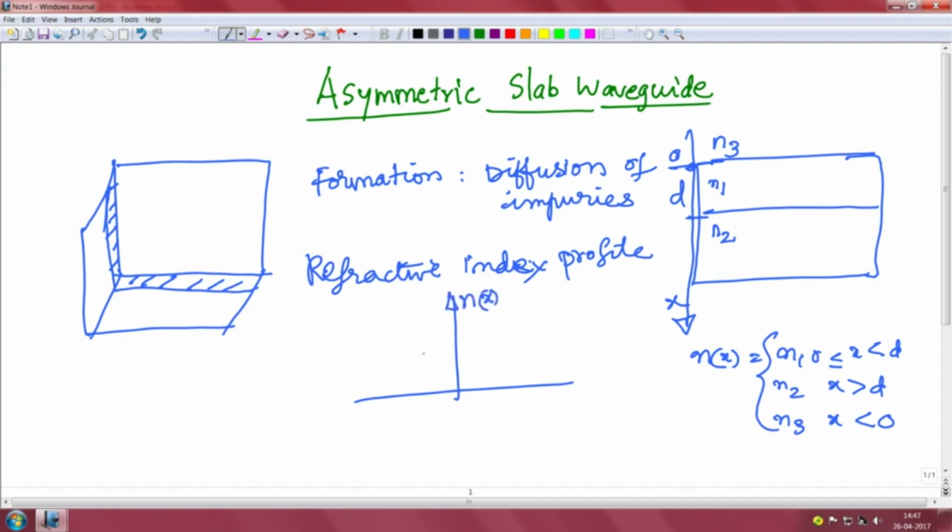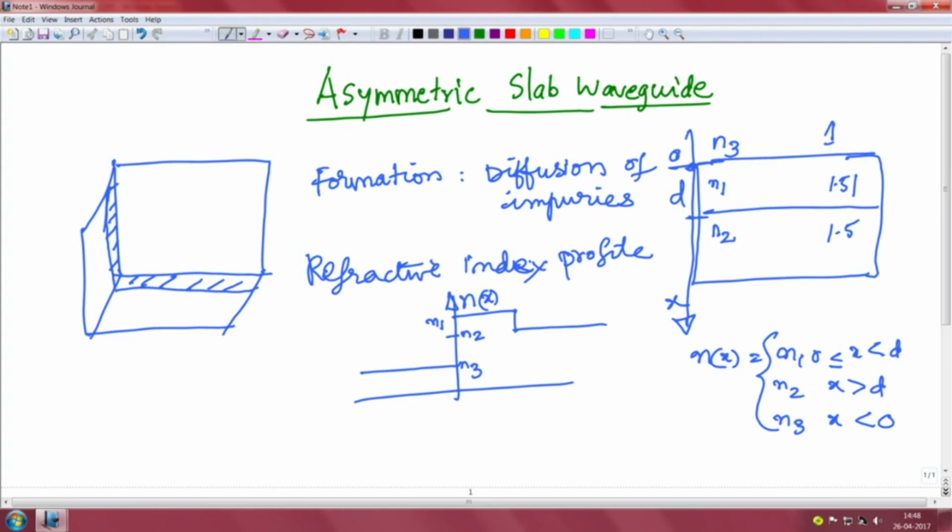n of x: in the covering region, when x is less than 0, it has some small value N3, in the guiding region it has a value of N1, and in the substrate it has a value of N2. Typically, if this is a glass waveguide, the refractive index of the glass is around 1.5, and by doping with some impurities you can increase the refractive index by about 1% or so, slightly higher than the substrate, and if the outside is air, it is equal to 1. Those are the typical values.